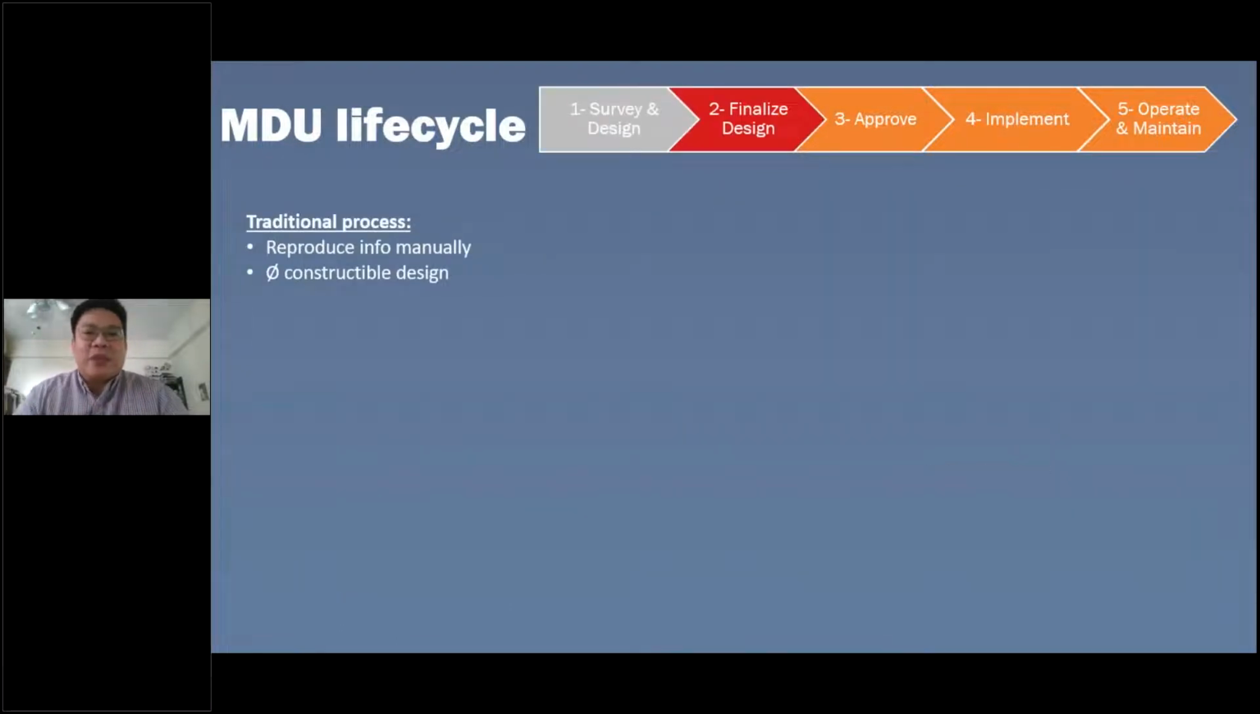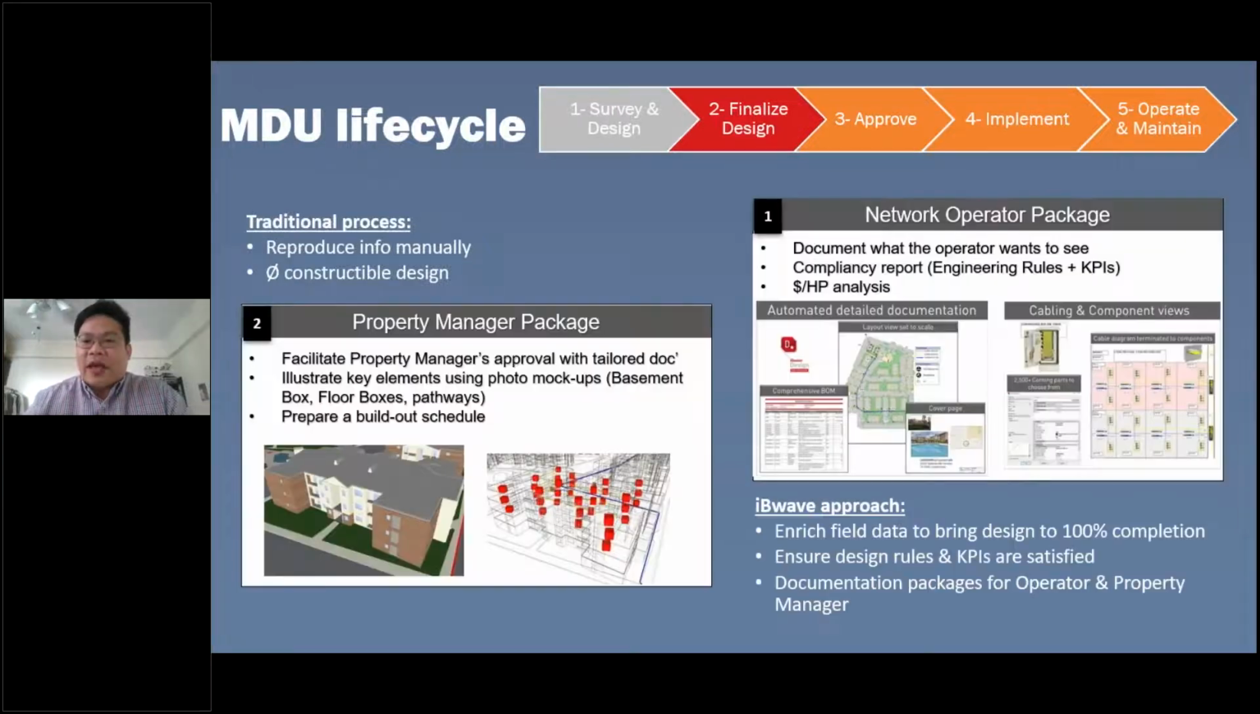So the next phase is how to finalize the entire design. Traditionally, we need to produce a lot of information manually, such as the photos we took on site and the information we collected on site. We need to redo it in the office again, reorganize it in the office again. So it actually creates a lot of hassle.